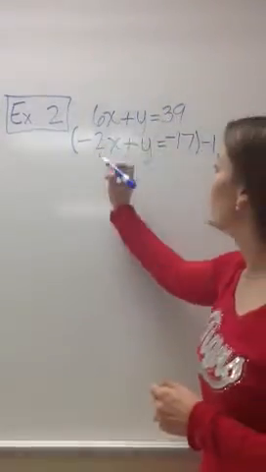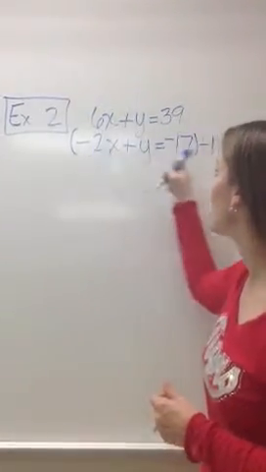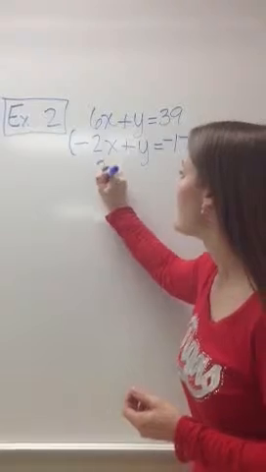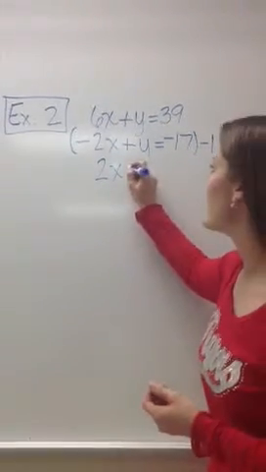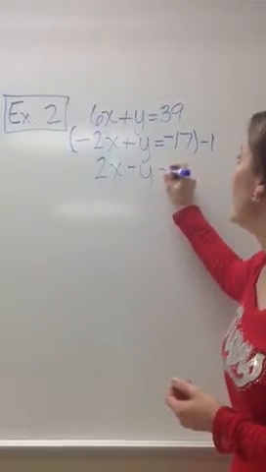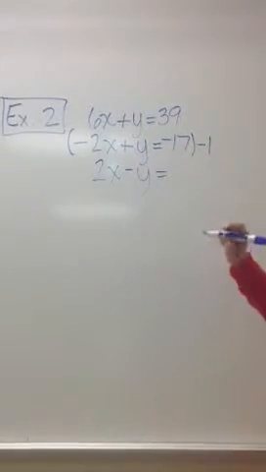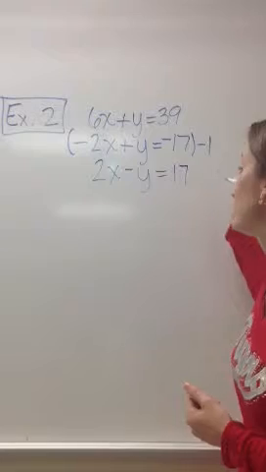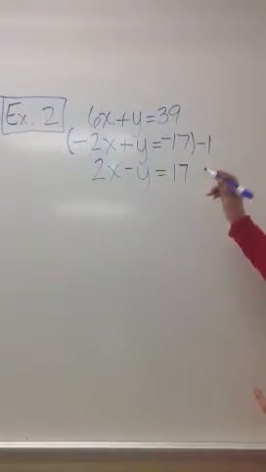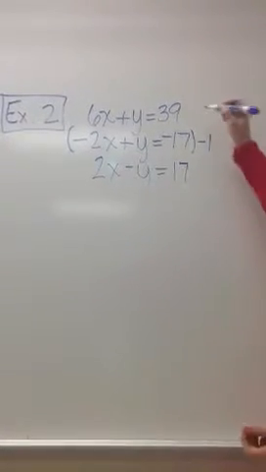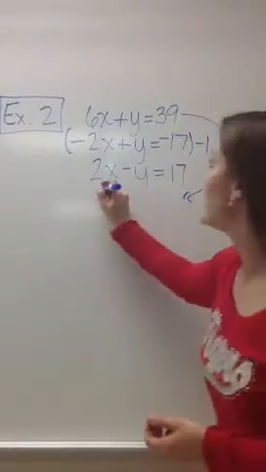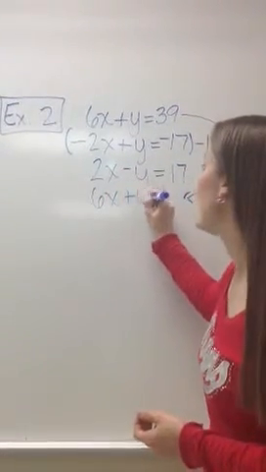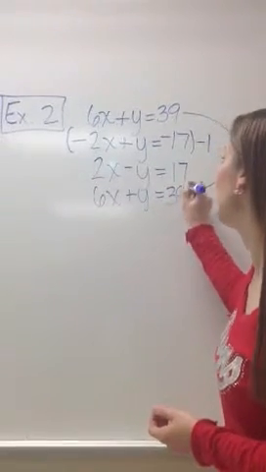So -1 times the -2x, negative times the negative gives me a positive. That's going to become a positive 2x. -1 times y is going to give me a negative y. And then -1 times -17 gives me a positive 17. Now, to help me to be able to do my elimination, I'm going to recopy this top equation down here. 6x plus y equals 39.